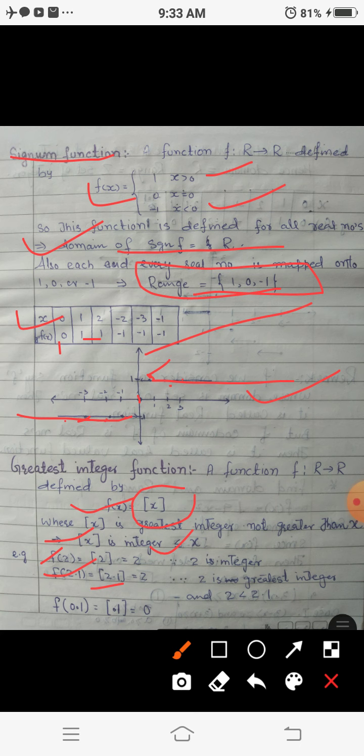If we consider 3, 3 is also an integer. This means that 2.1 is less than 3. So the greatest integer of 2.1 is not 3, but it is simply 2. If we consider 0.1, now 0.1 is the integer.